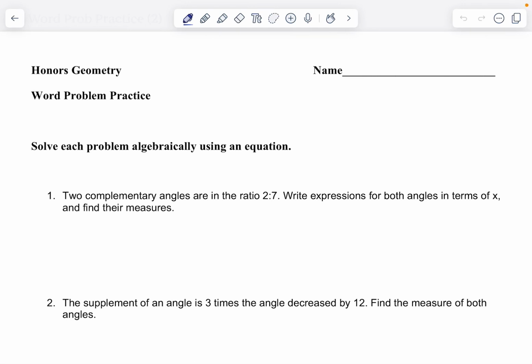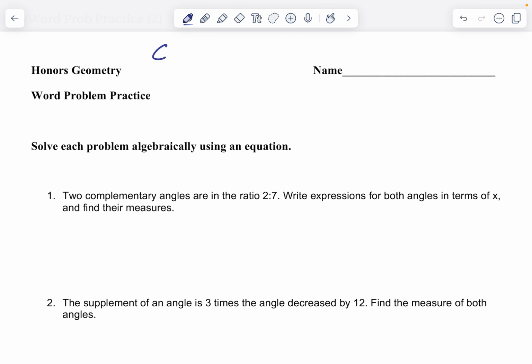Today we have a supplemental lesson on complementary and supplementary angles, and they're word problems that are a little bit different than what was in the book, but they're really good to know because they can show up on SATs and things like that. So first of all, let's talk about complementary and supplementary angles.